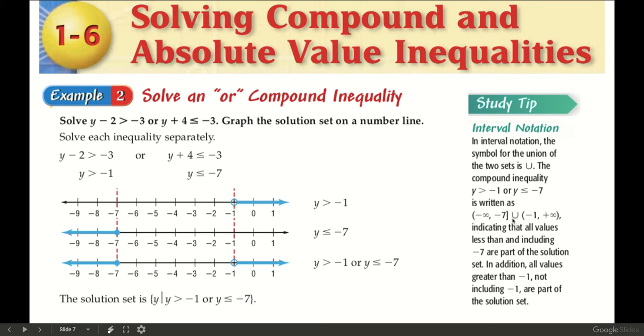And then it also is the union. That's what the little u is there. From -1, not including -1, that's why the parentheses there, all the way to positive infinity. So both directions of that. So again, this is written as an inequality, and this is written in interval notation.